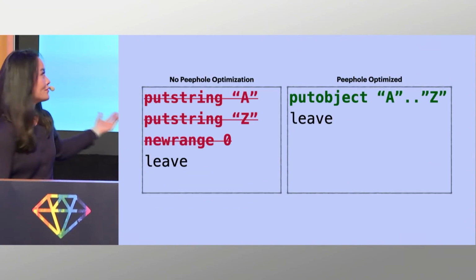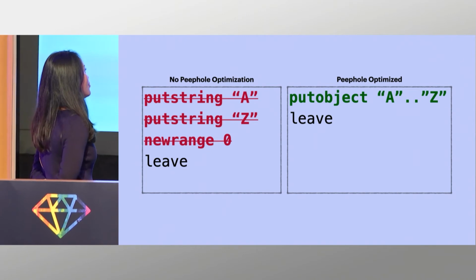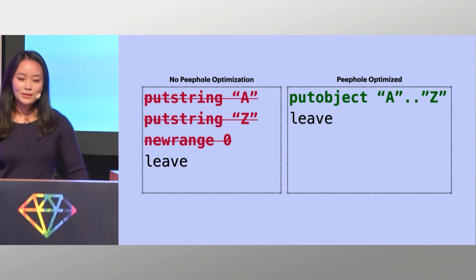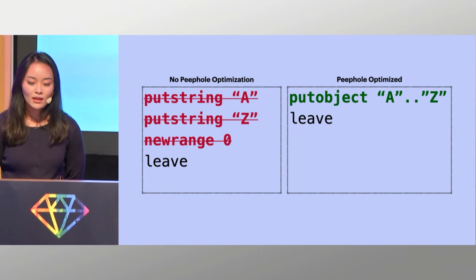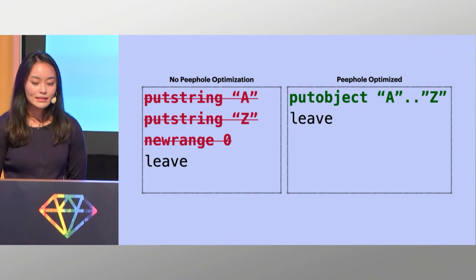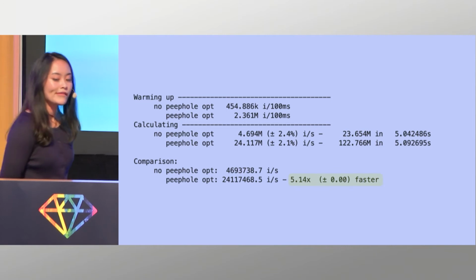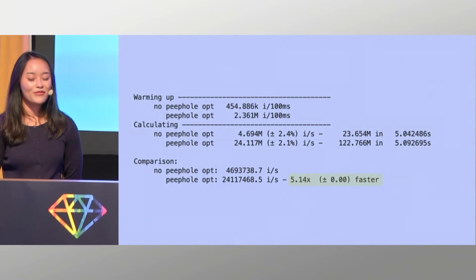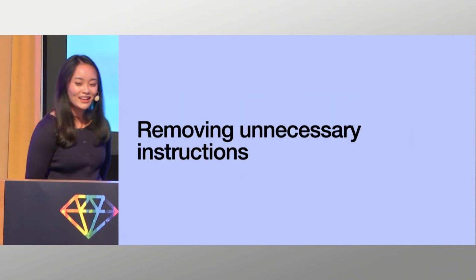And this is the diff. So instead of having 3 instructions do the same thing, we just have put object with the range that you want. I ran a micro benchmark on this, and it's actually 5.4 times faster. So that's really cool. OK, so moving on to the next example.